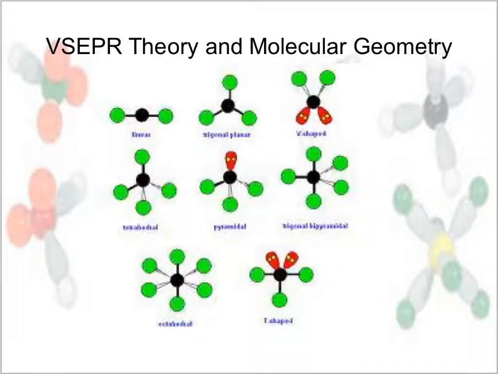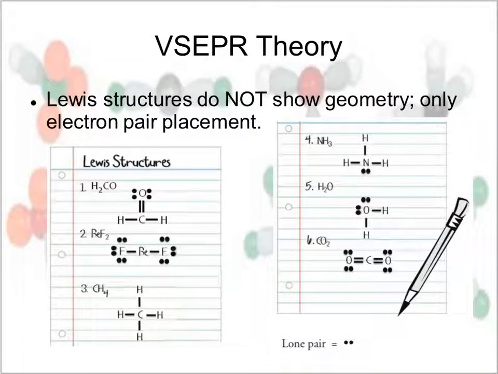All right, in this podcast, we're going to talk about the VSEPR theory and molecular geometry. When we draw Lewis structures, they don't really show us geometry. They only show us the electron pair placement, so they're basically two-dimensional structures. So we have to look at VSEPR to tell us what they look like in real life, in 3D.